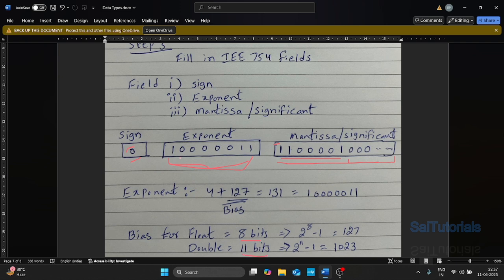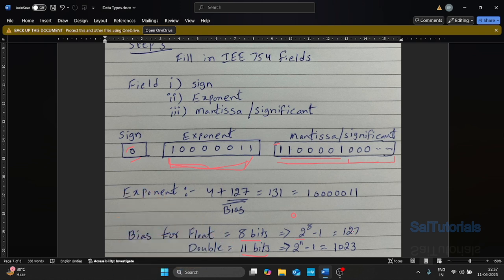In 8 bits, how many combinations can you get? If you are good at mathematics, by doing permutations we can get 2 power 8 values. And in 2 power 8, 0 is included, so the number starts from 0. That's why the maximum value will be 2 power 8 minus 1, which is 127.